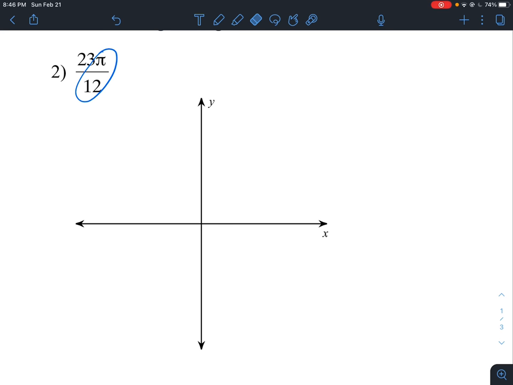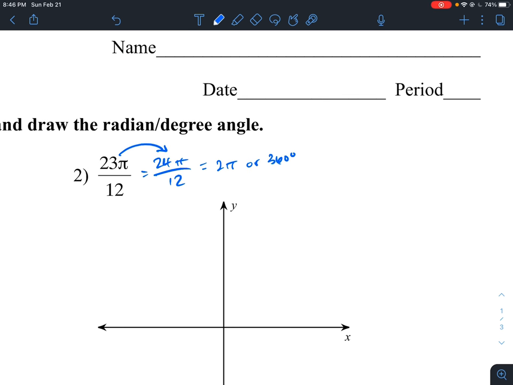Now if that's the case, notice here that if I went one more 12th more, I get 24 pi over 12. Now 24 over 12 is just 2 pi, or 360 degrees. So the difference between these two measures is 15 degrees, or a pi over 12.